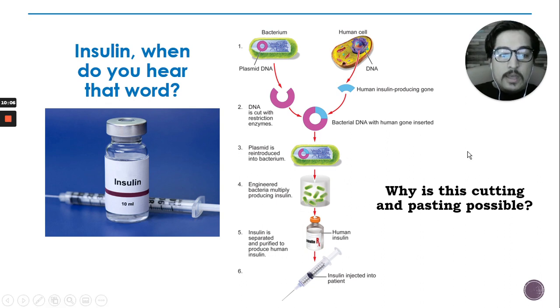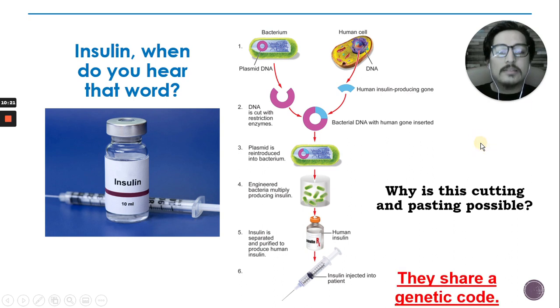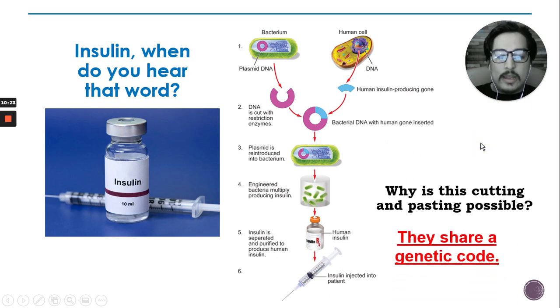So also, the question is this: why is this cutting and pasting possible? How come you can cut a piece out from one thing and then put it into the other? That's crazy, and it happens a lot. So the reason is because we share a common code, because the human and the bacteria share a genetic code. If you need to copy this, pause the video, please.